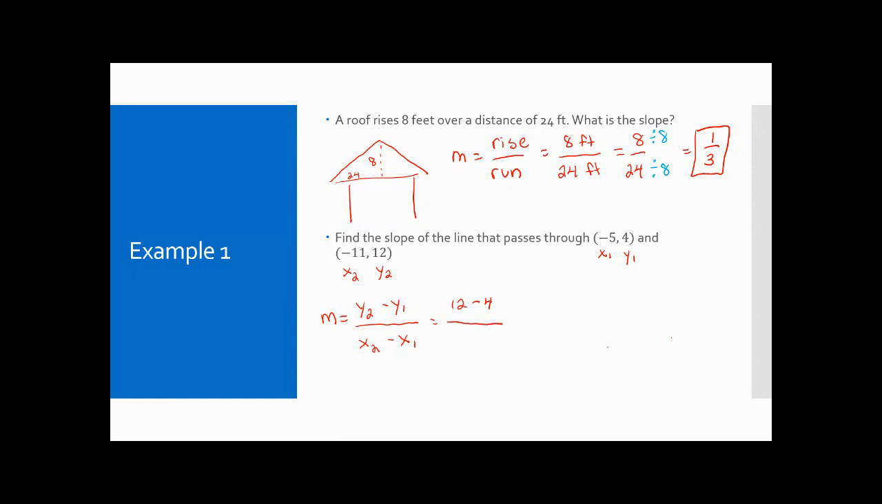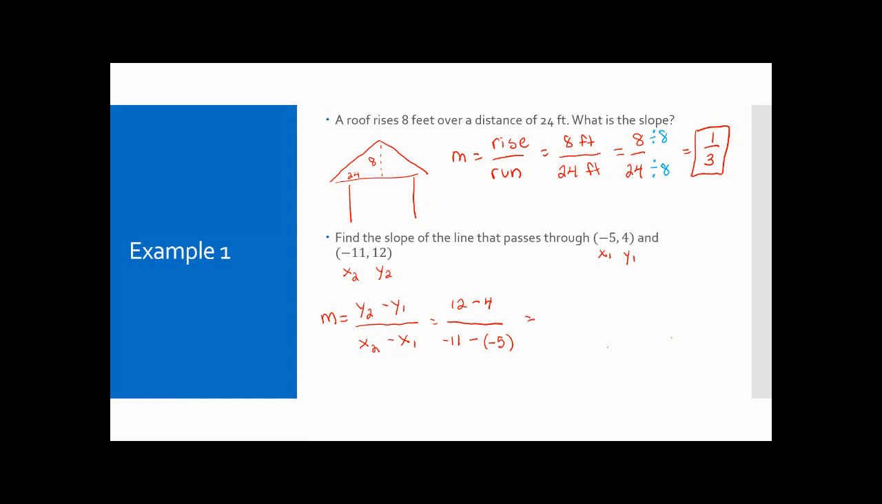And then you need to replace the numbers, going off of what I've labeled. So y2 is 12, so I'm going to replace y2 with 12. And then you subtract y1, which is 4. Then in the denominator, it's x2 minus x1. So I look at what I've labeled. I've got x2, which is -11, minus x1, which is -5. So we're going to be subtracting a negative.